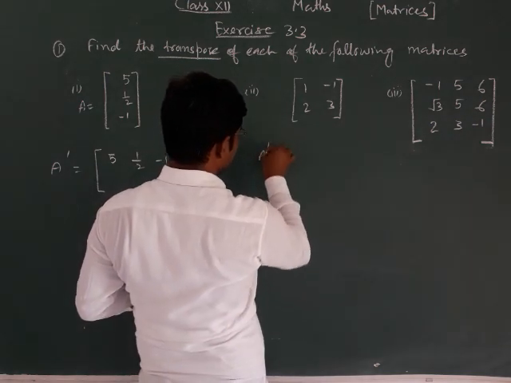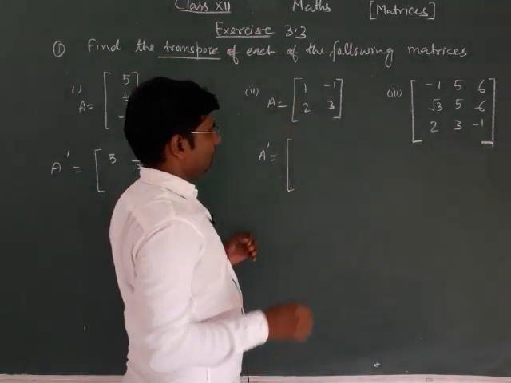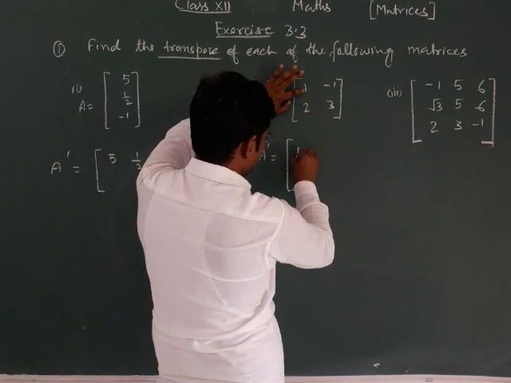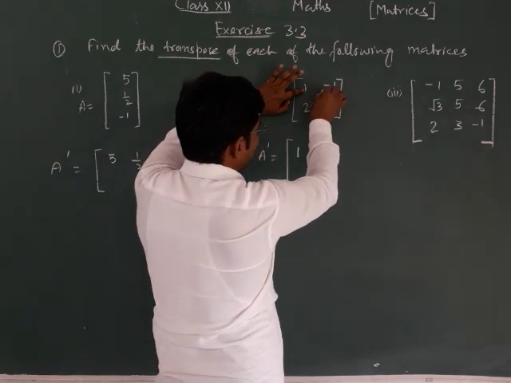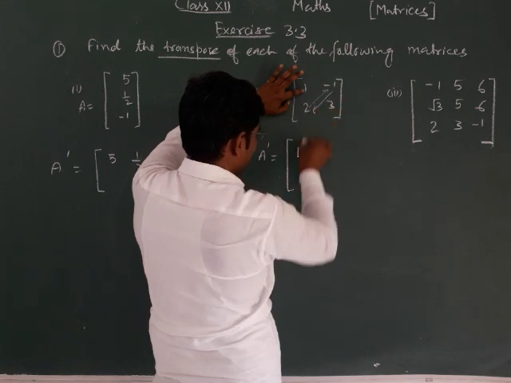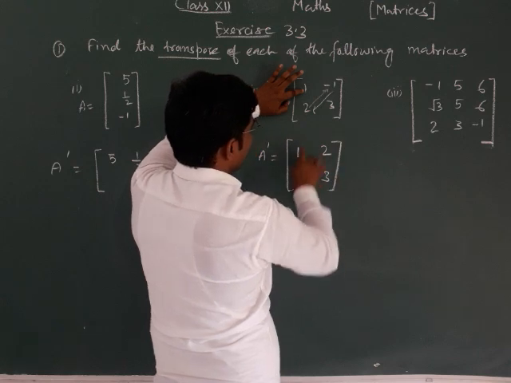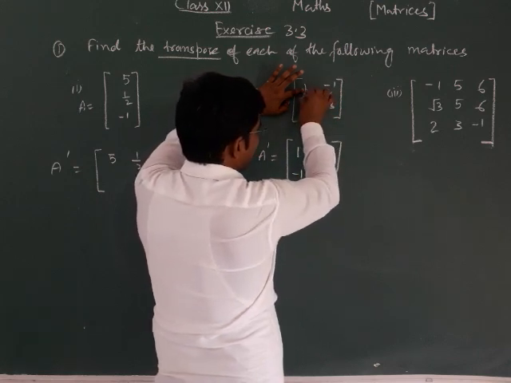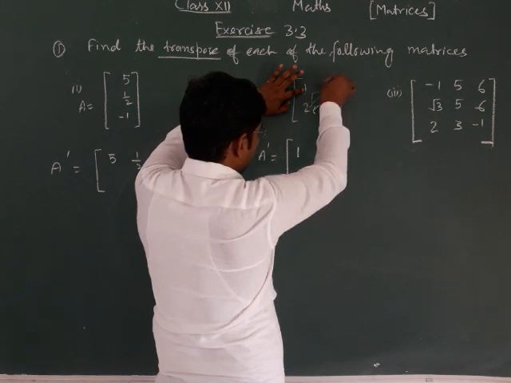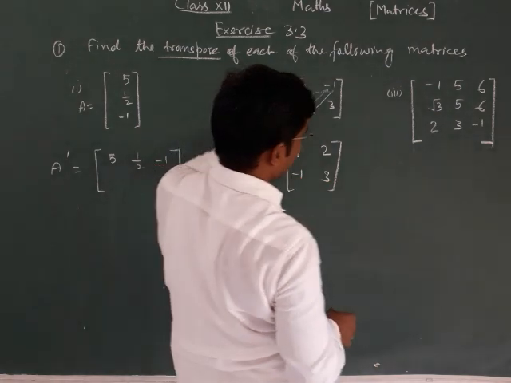In the same way, this is A dash is equal to, now let this be A. So now change row to column. So 1, now 1 and replace here. So 2, and now change in place minus 1 and this is 3. So now this is a row, this is a column. So column changes to row, row changes to column. So here is A dash.